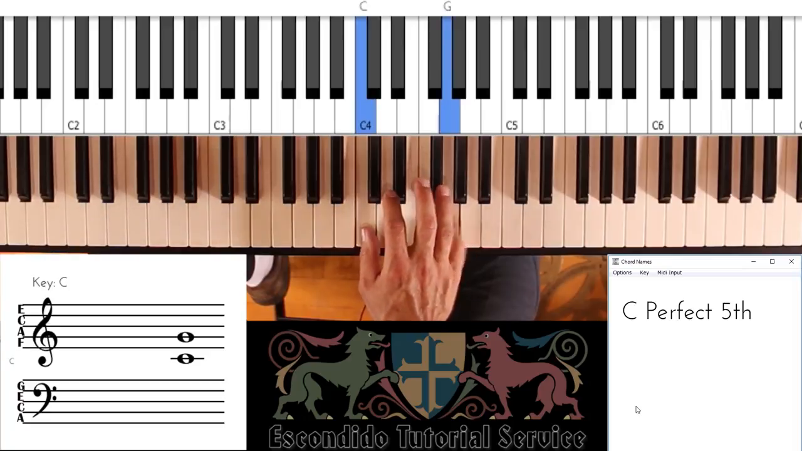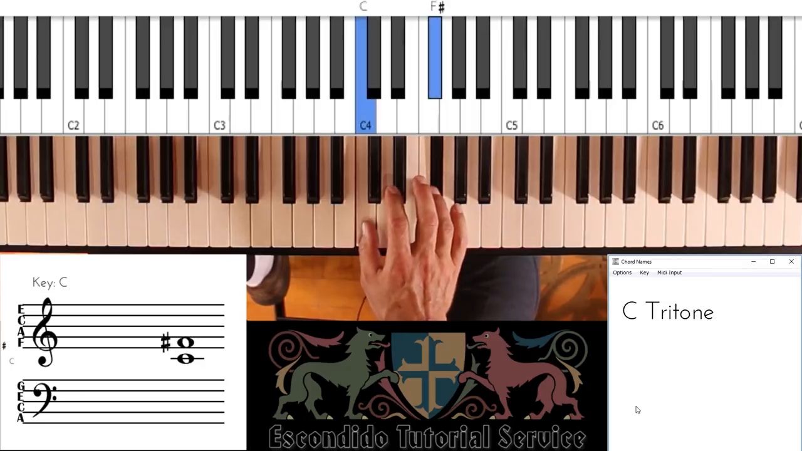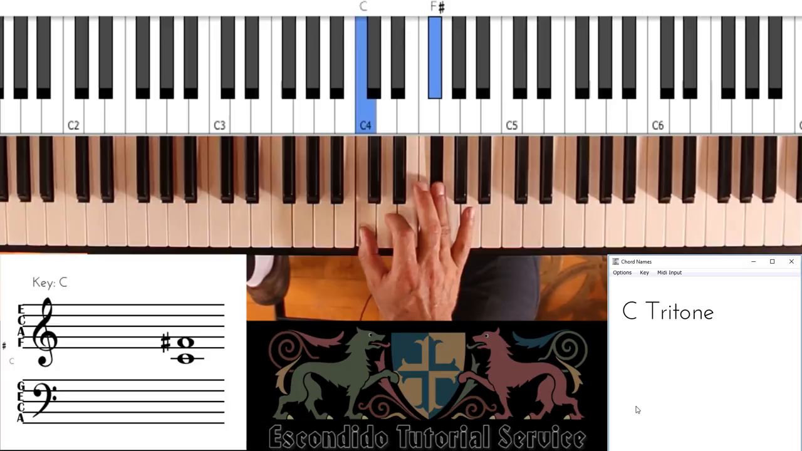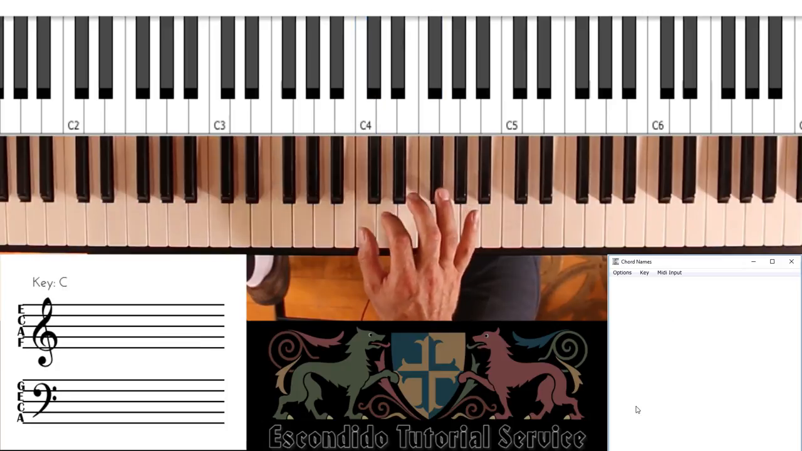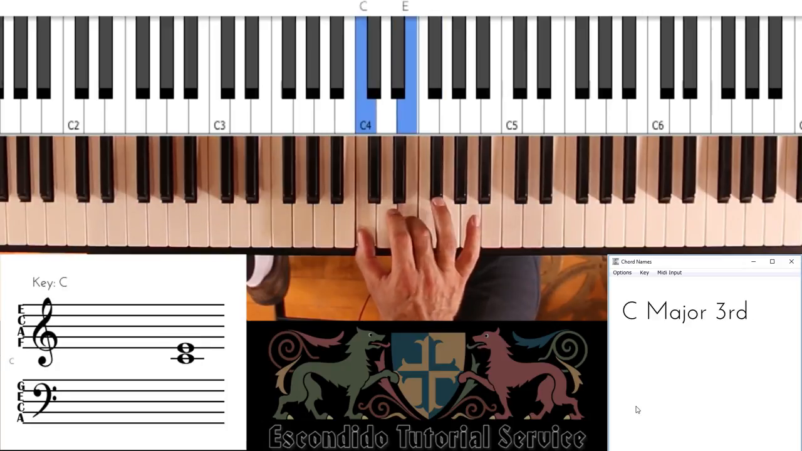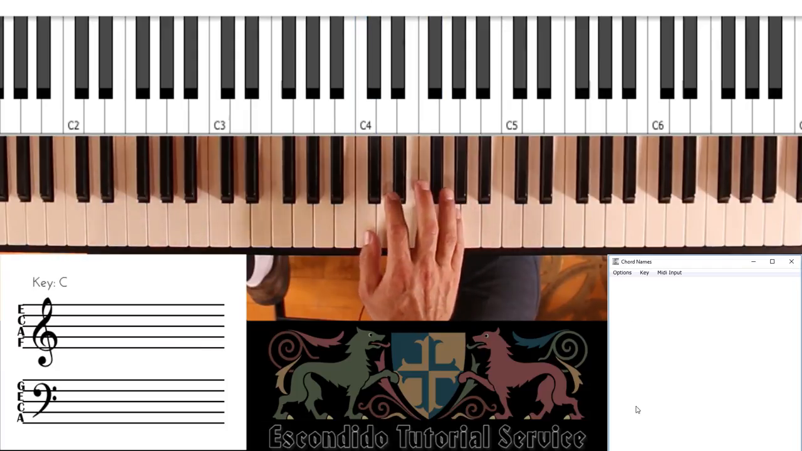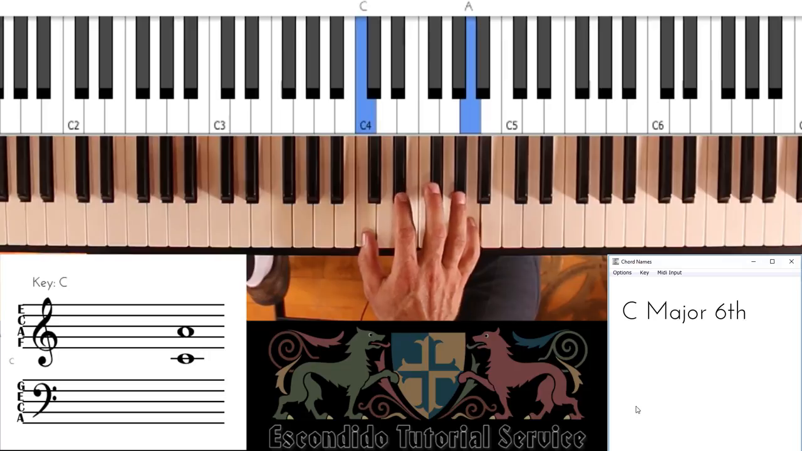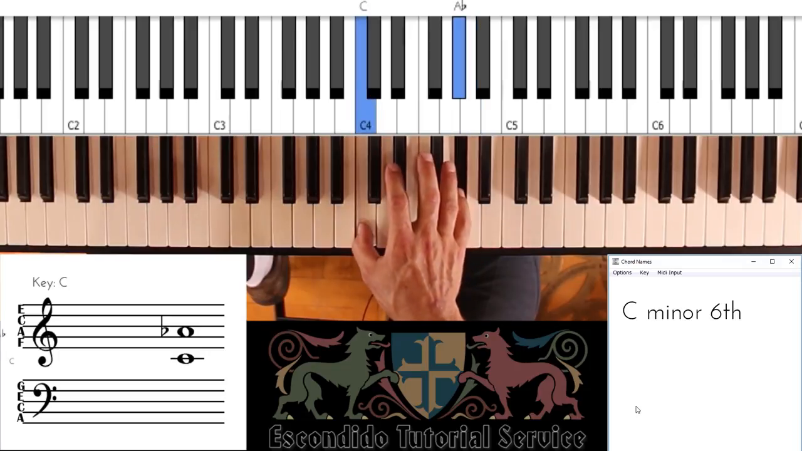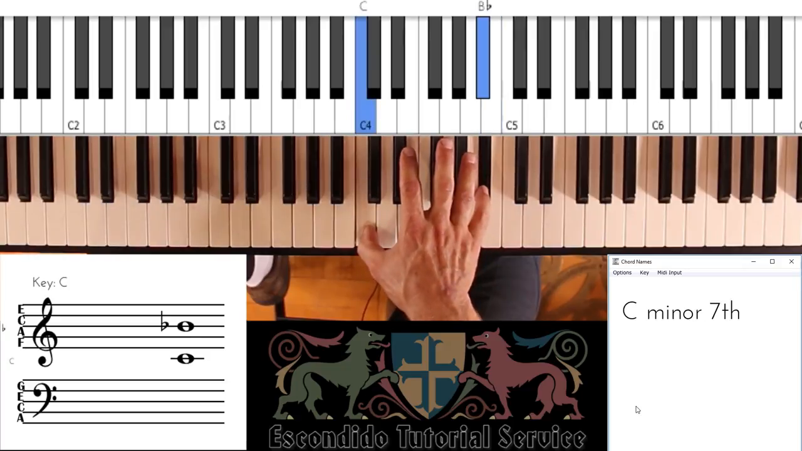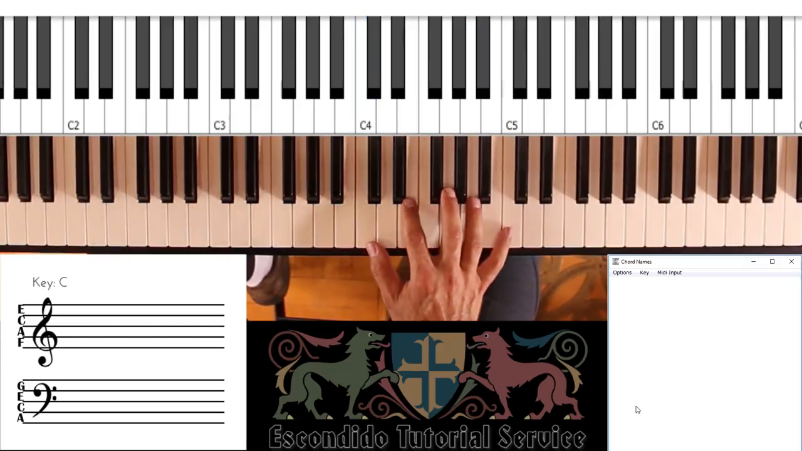If you notice here, this is called a perfect fifth. If I drop that, it's called a tritone. Why is it called a tritone? Well, you notice there's three whole steps. We go 1, 2, 3. You have what's called a tritone. And also with these, the sixth has a major sixth and then a minor sixth. The seventh has a major seventh and then a minor seventh. Okay? So those are all intervals that will occur.